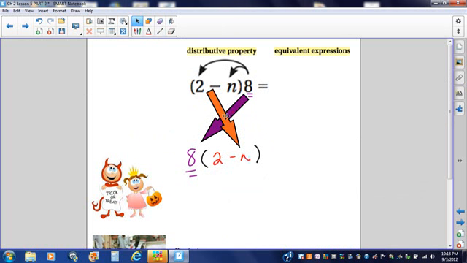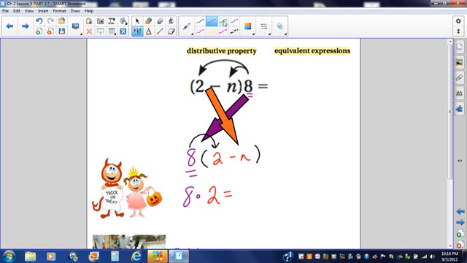So the first thing I suggest you do is multiply the 8 by the 2 here. Why am I multiplying? Because they are touching each other. So I'm going to do 8 times a positive 2, and 8 times a positive 2 is going to give me a positive 16.